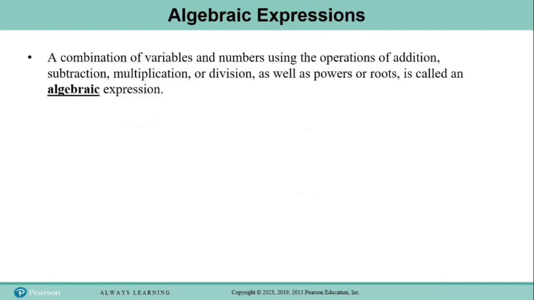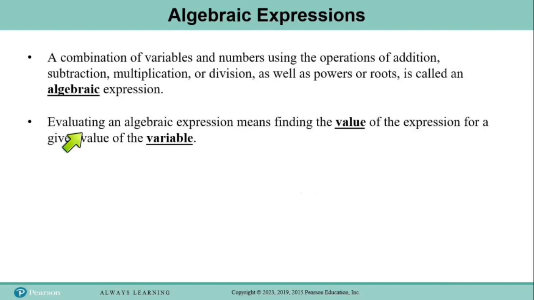And the only difference really between an order of operations problem and an algebraic expression is that the algebraic expression contains a variable. A lot of times we're asked to evaluate an algebraic expression, and what that means is to find the value of the expression for a given value of the variable. So they'll give you an expression that contains a variable, and then they'll tell you this variable is worth 6, or this variable is worth 10, or whatever number, and you'll plug that number in and then just work it like an order of operations problem.